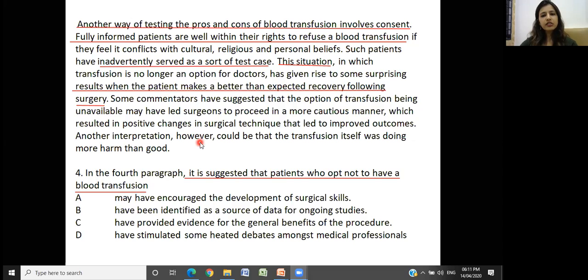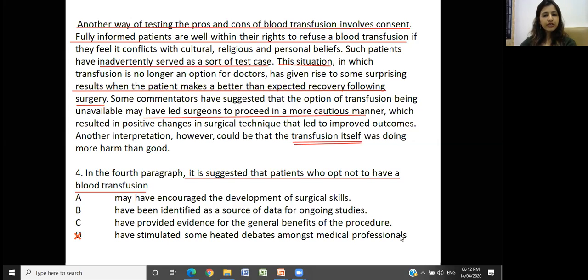The only difference is the interpretation is different. Here they thought that the reason they made a good recovery is because the surgeons could improve their skills. That could be one reason, and another reason is the blood transfusion itself. The blood transfusion could be doing the harm, and that is why when we didn't give it, the recovery was much better than when we gave the blood transfusion. So these are the two interpretations. They are not two opposite ideas that are presented here, and with that I can easily rule out the D option.